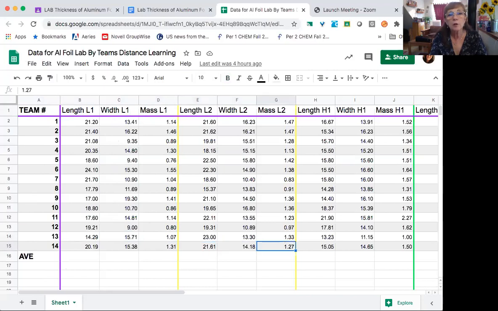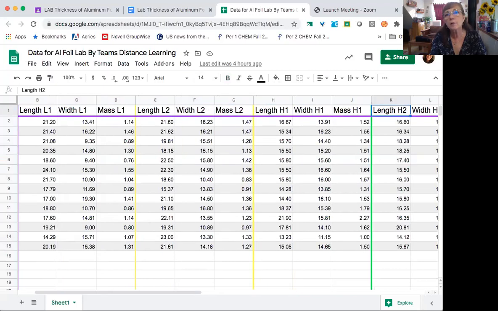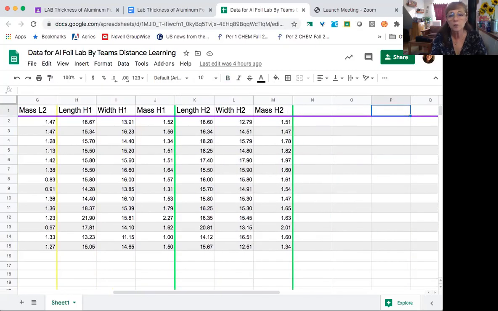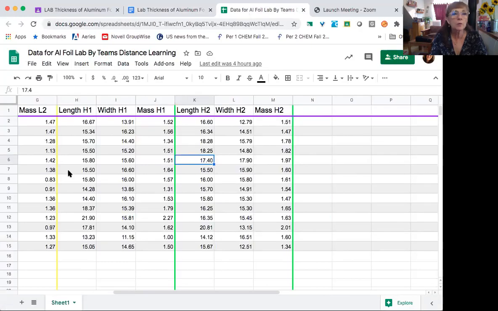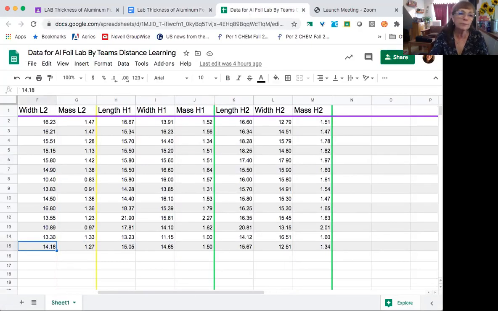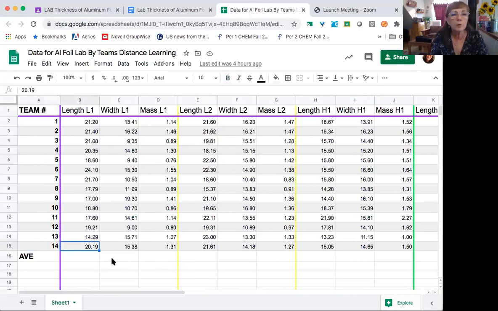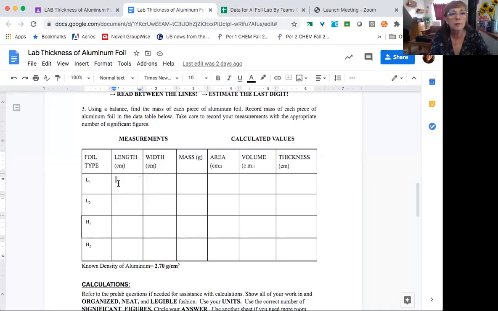The data goes across. I'll go up here to the headings. So the data goes across for a single lab team, the 2 pieces of light and the 2 pieces of heavy foil. And on your lab document, instead of making it a big long string, each piece gets stacked on each other. So I'm going to go back here and look at my numbers real quick. 20.19, 15.38, 1.31. So you would put them in here. Should have already put them in there.